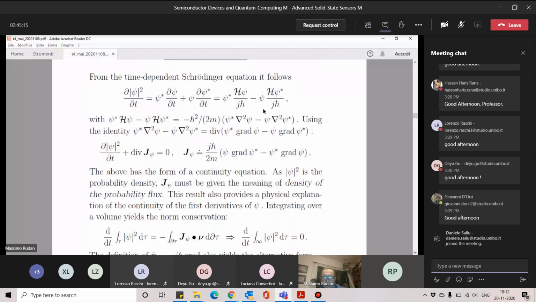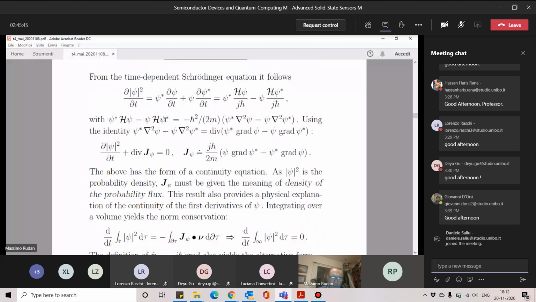So we have minus, because j becomes the conjugate, the Hamiltonian of psi star over jħ. Then we take out the constants, jħ, and we have psi star Hamiltonian psi minus psi Hamiltonian psi star.